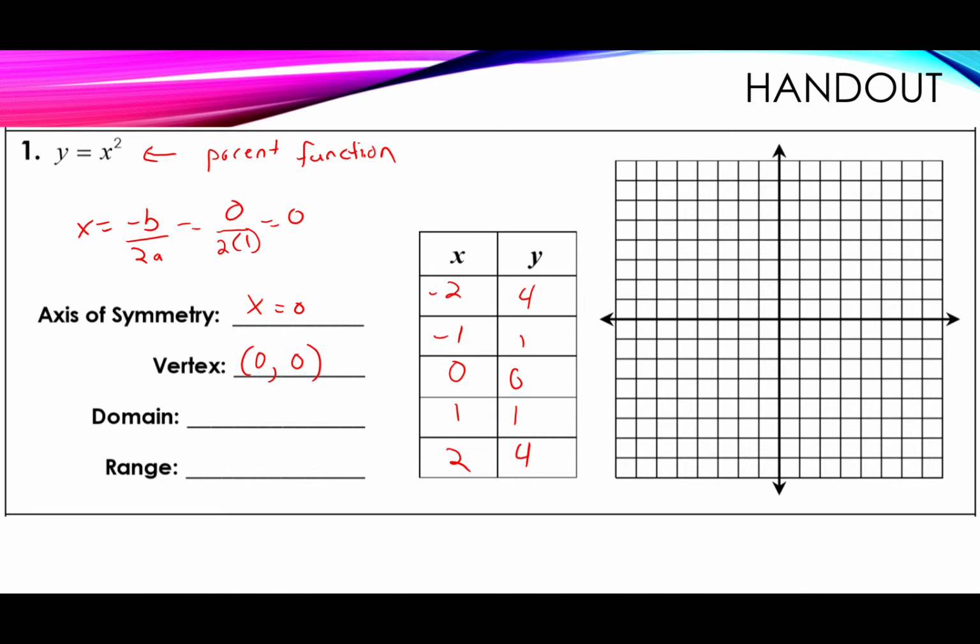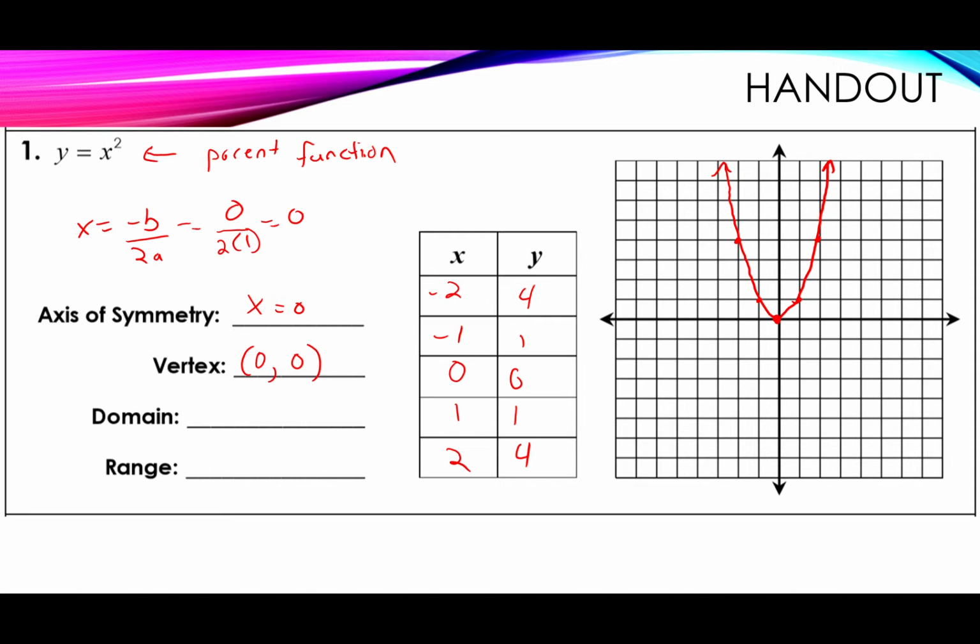And so now I can plot this. I got 0, 0 here. And then I got 1, 1. Okay? And then I have 2, 4, and -2, 4. And so right here I can kind of make myself a nice little graph like that.